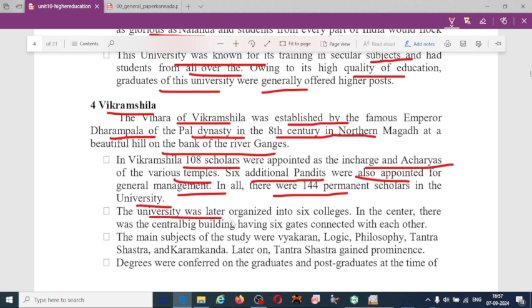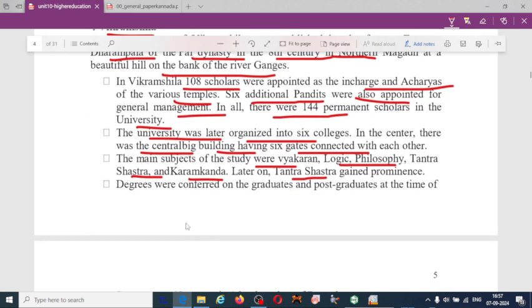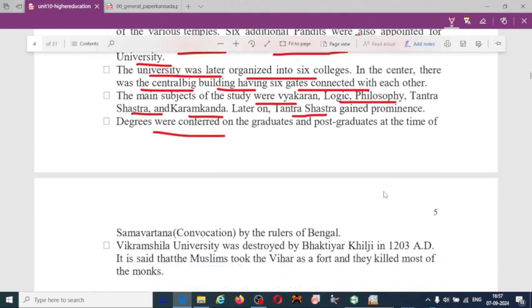So the university was organized into 6 colleges. In the center, there was the central big building having 6 gates connected with each other. The main subjects of study were Vyakarana, logic, philosophy, Tantra Shastra, Karmakanda. Later on, Tantra Shastra gained prominence. So degrees were conferred on the graduates and postgraduates at that time.